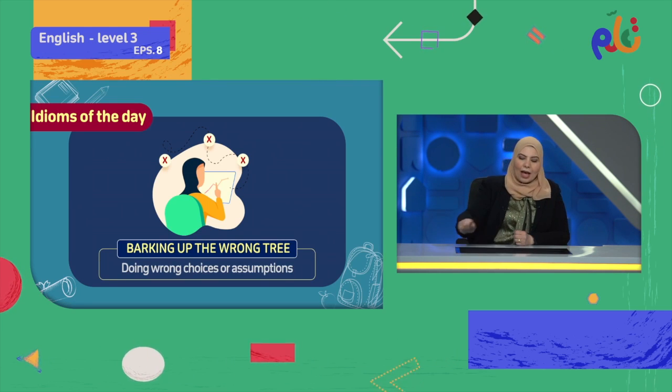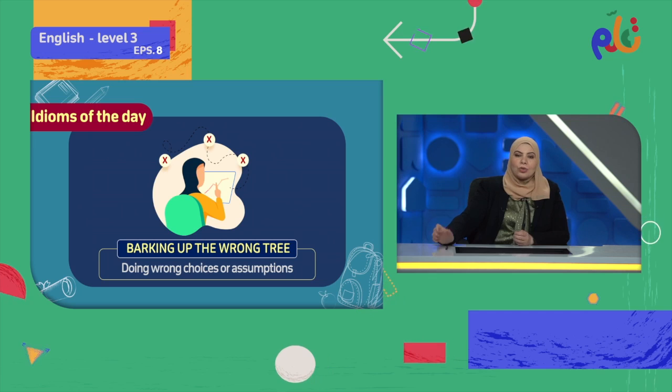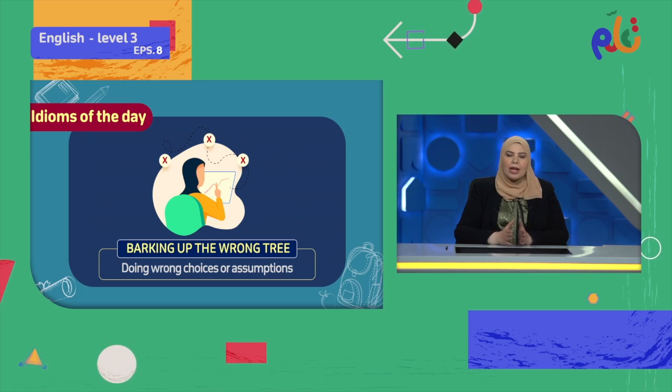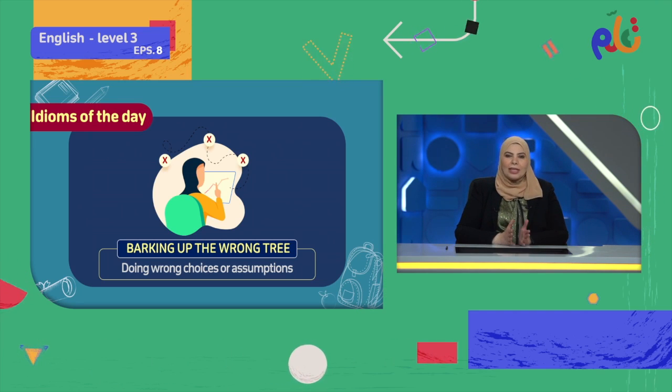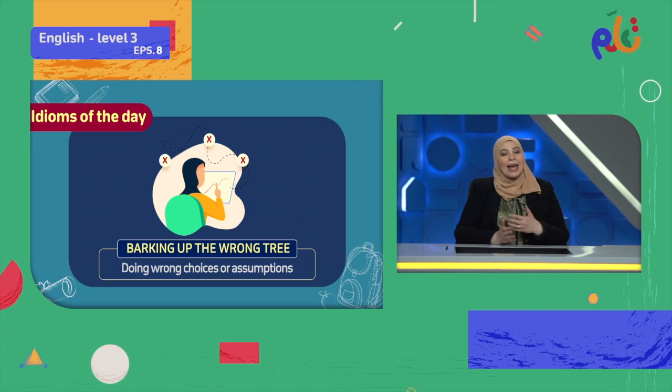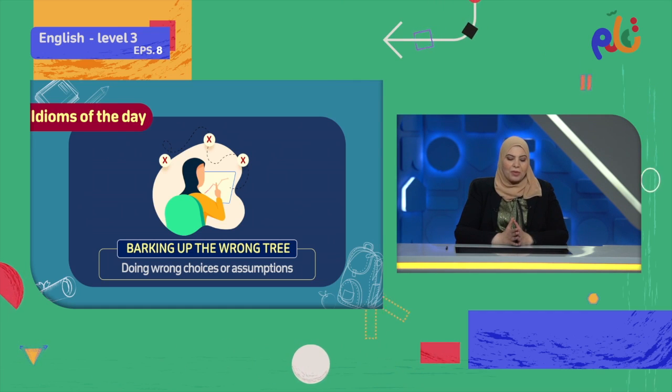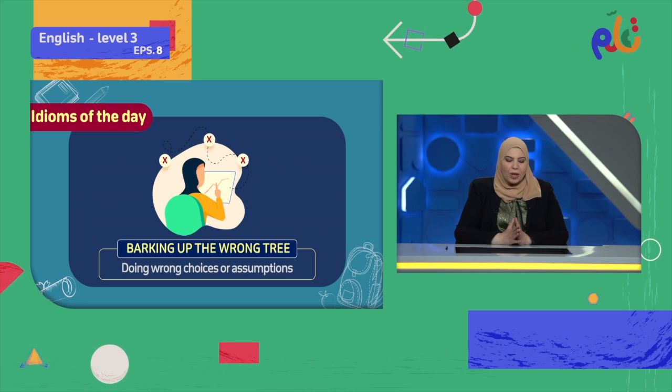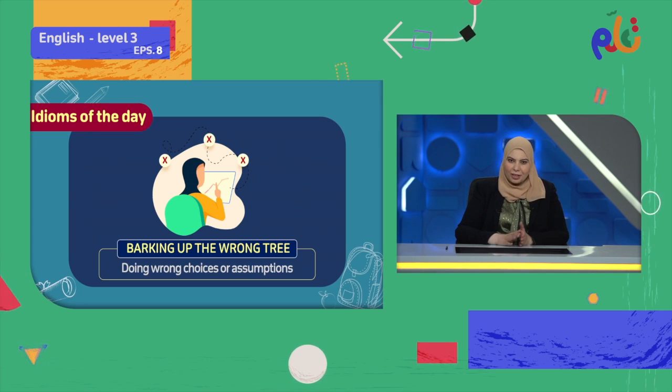So our idioms for today are connected to nature and are connected to the natural world. So let's see what idioms can help me speak and are connected to nature. So the first idiom that we have is barking up the wrong tree. So when we say someone is barking up the wrong tree, it means that he's making wrong choices or assumptions.